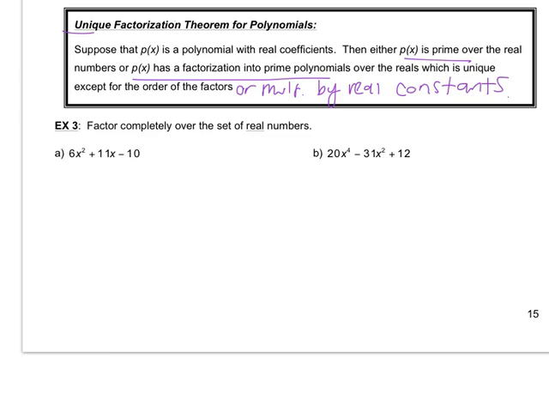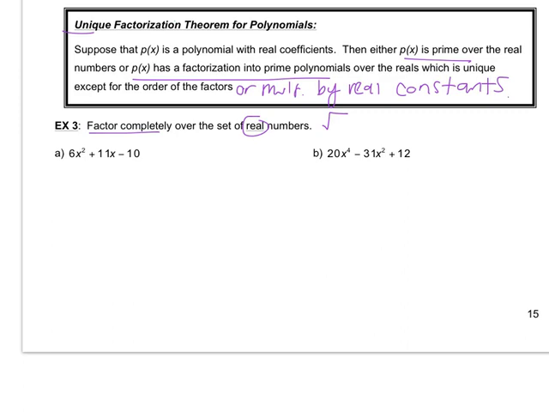The only difference with these, when it says factor completely, so we're just factoring. It says give the prime factorization. It's just factoring, which we've done over and over. The only difference is that we're factoring over the set of real numbers. So that means we are going to be including square roots in our factors this time. So it's one extra step.